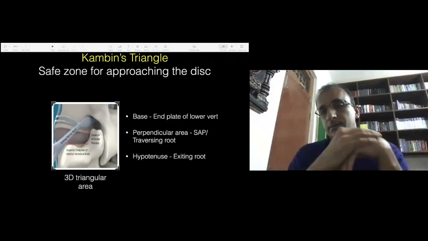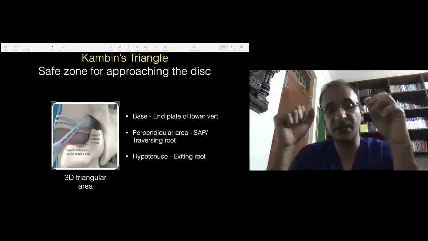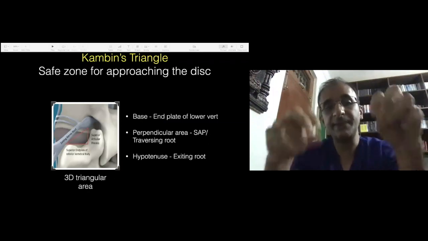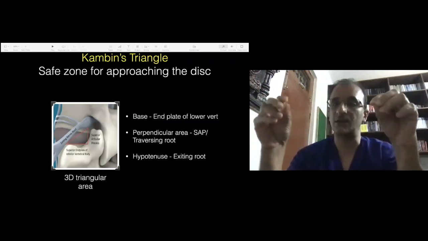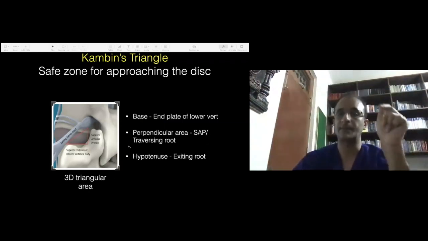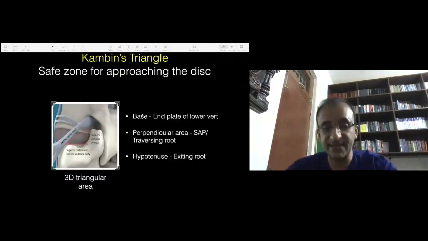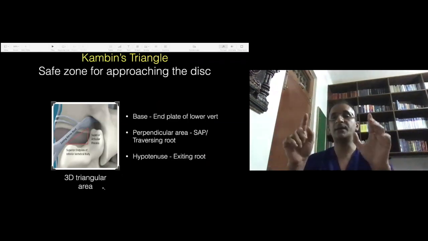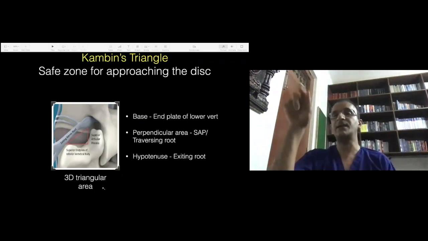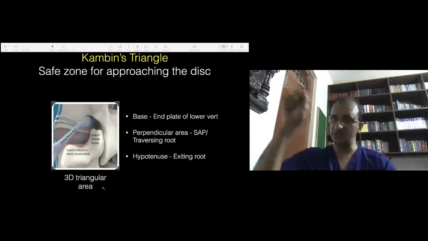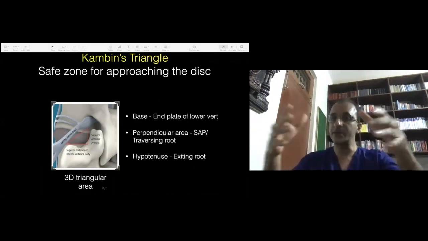Okay, fine. Now I will be talking about Kambin's triangle. Professor Kambin was the gentleman who described this safe triangle, or safe zone, to enter. But what I want you to understand is that Kambin's triangle is a three-dimensional triangular area. When we say triangle, we mean 2D, right? But here it's a triangular area which is three-dimensional.